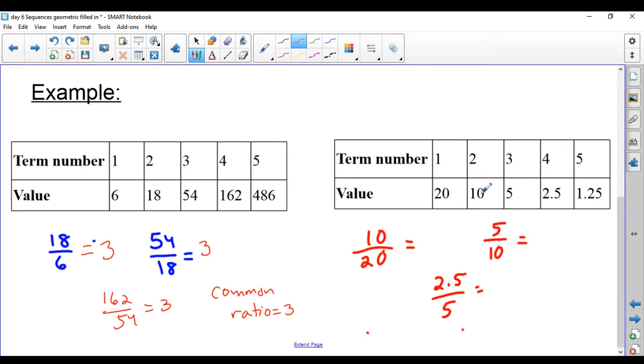Over here, 20, 10, 5, 2.5, 1.25, again, we're not adding the same number, but if I divide 10 by 20, I get 1/2. 5 divided by 10, I get 1/2. 2.5 divided by 5, I get 1/2. You could say that the common ratio is 1/2 or the common ratio is 0.5.